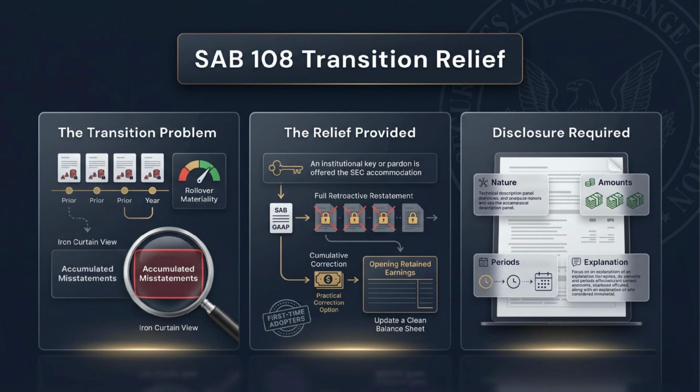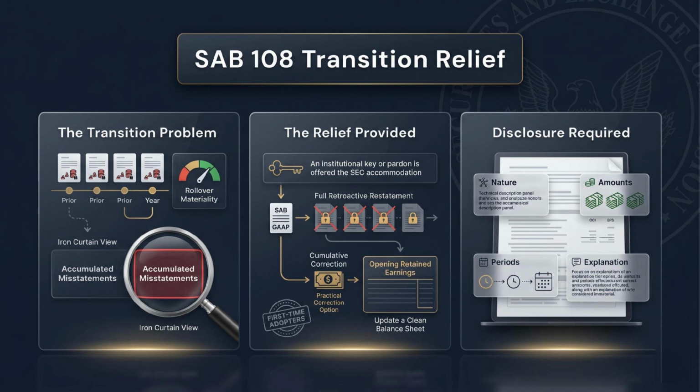SAB 108 also included transition relief when it was first adopted. Some registrants discovered accumulated misstatements that had not been material under rollover in prior years but became material under iron curtain. Restating multiple prior annual reports could have been extremely burdensome. The SEC allowed qualifying first time adopters to record the cumulative correction as an adjustment to opening retained earnings rather than restating all prior periods.